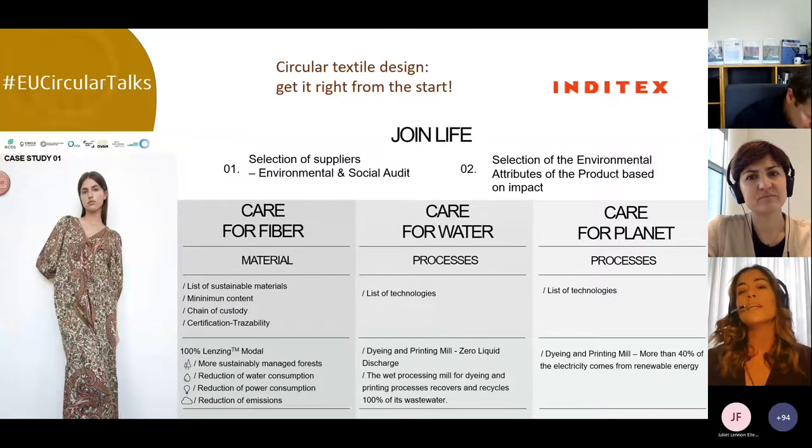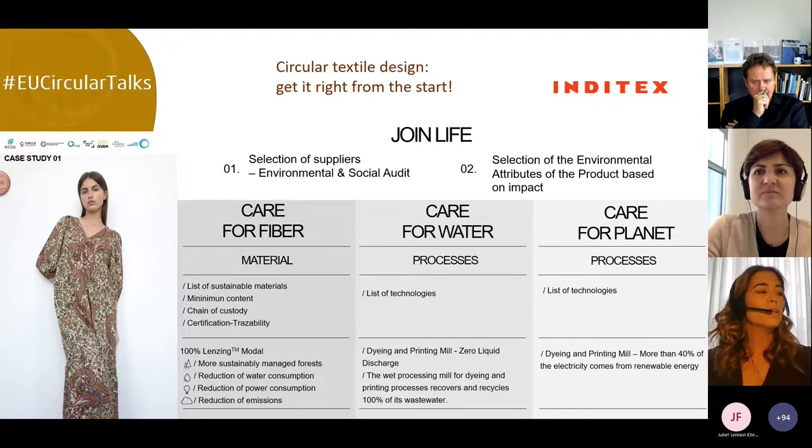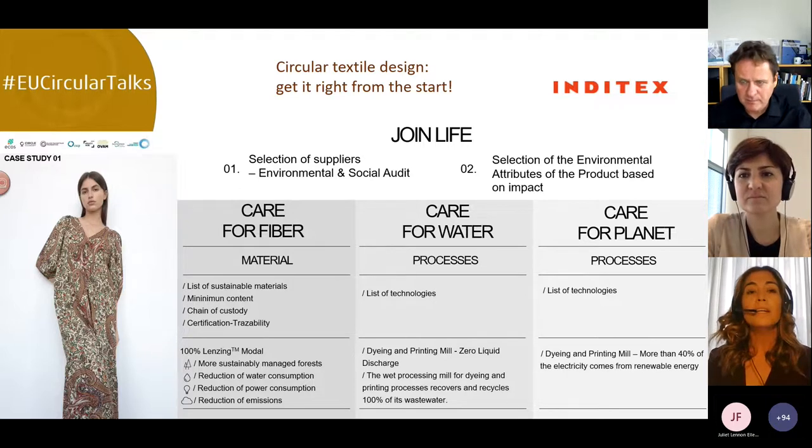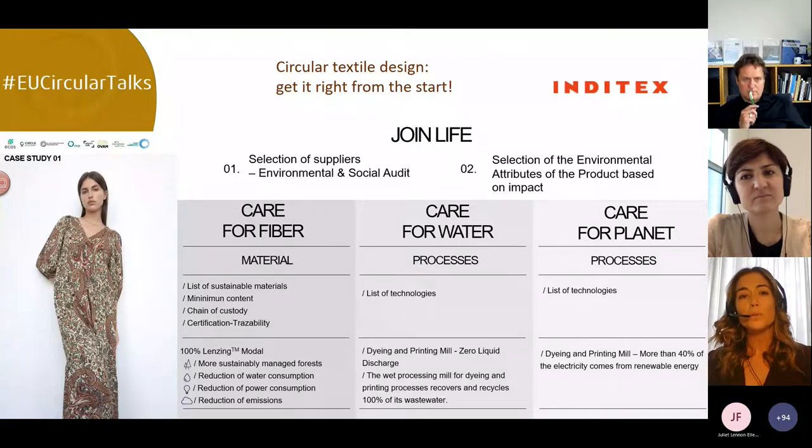We have developed our own internal standard that we call Join Life. If a garment, like the ones that I showed you, is to be Join Life, and the designers want this garment to be Join Life, and we have a big commitment regarding the number of Join Life garments that we're going to have, the designer has to select suppliers with the highest environmental and social scoring audits, both things, about our internal processes and protocols. Only those suppliers are able to produce the garments that can be labeled as Join Life.